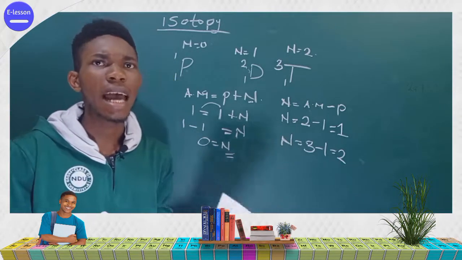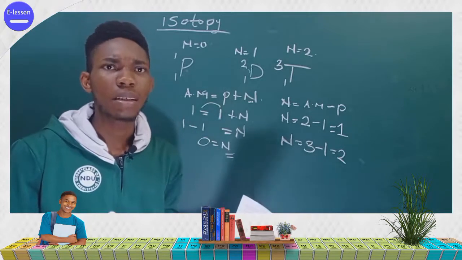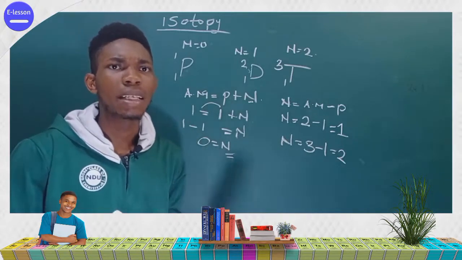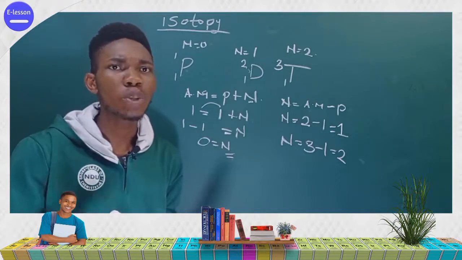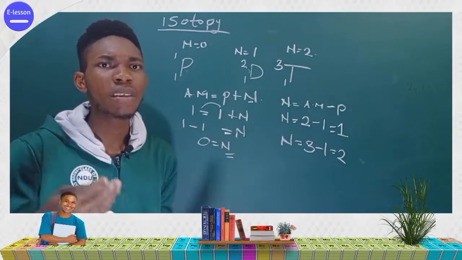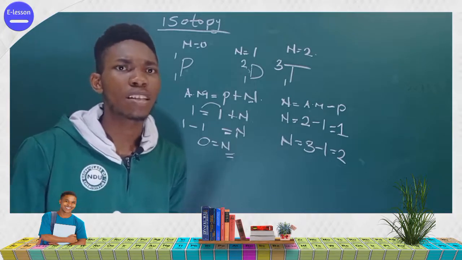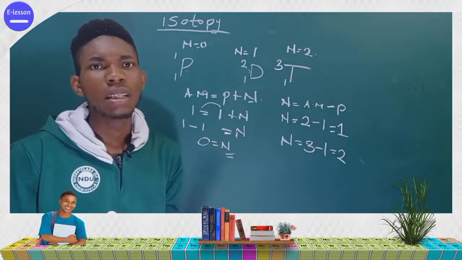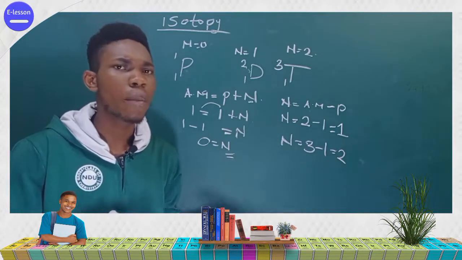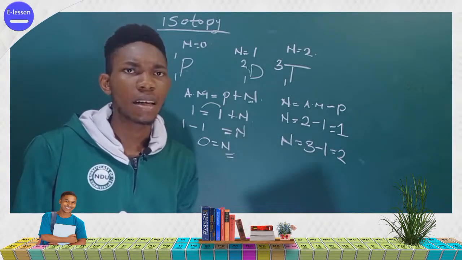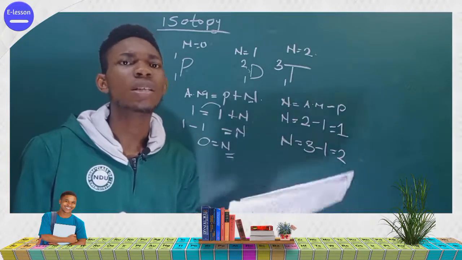Any atoms of the same element that have the same atomic number but different mass number, which results from different number of neutrons, are known as what? Isotopes. Now, the isotopes of elements, you can actually detect them using mass spectroscopy and the rest, but we are not going into those details.